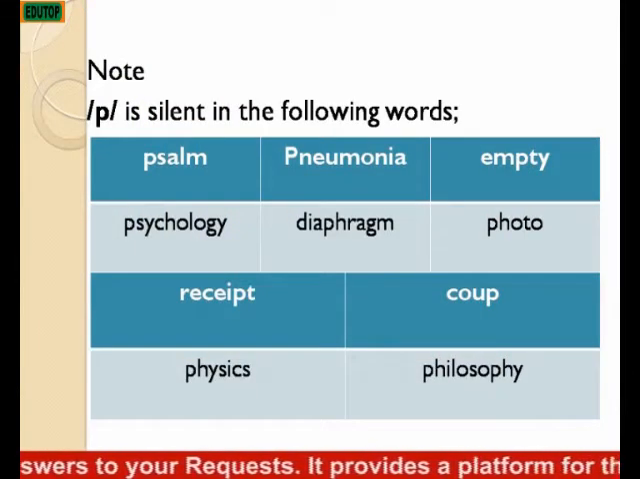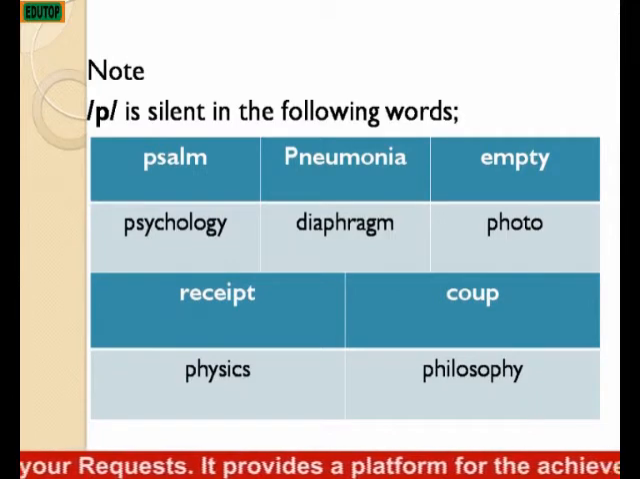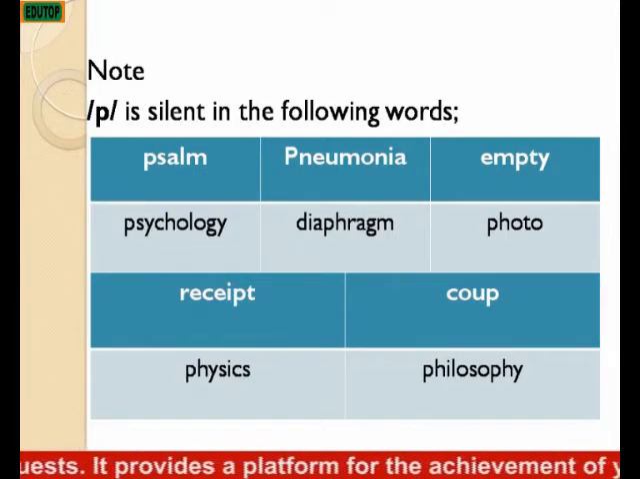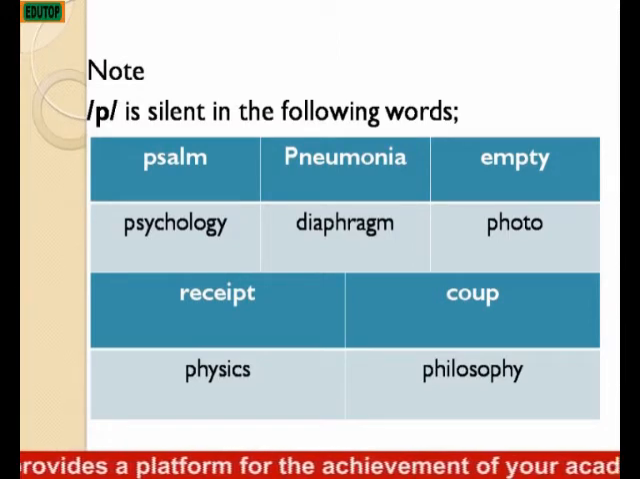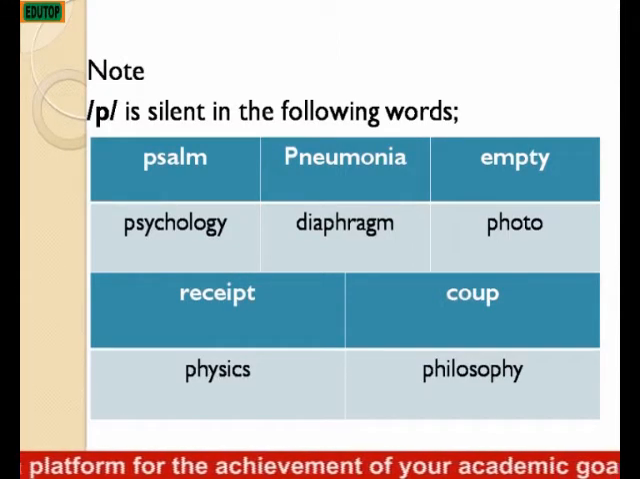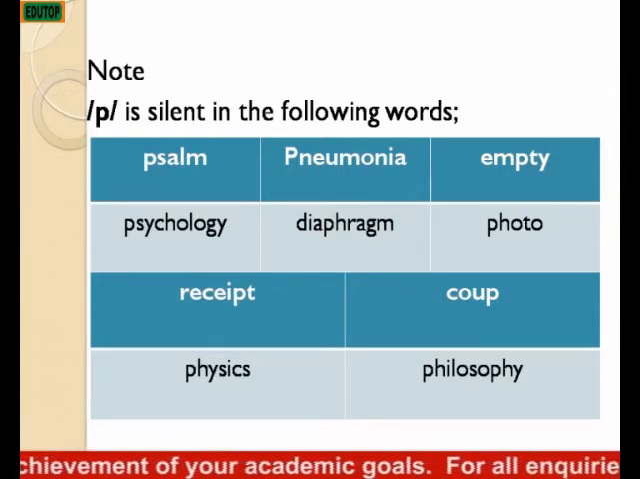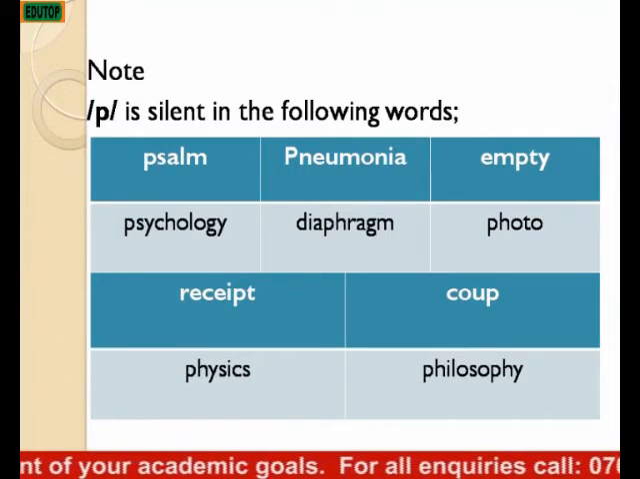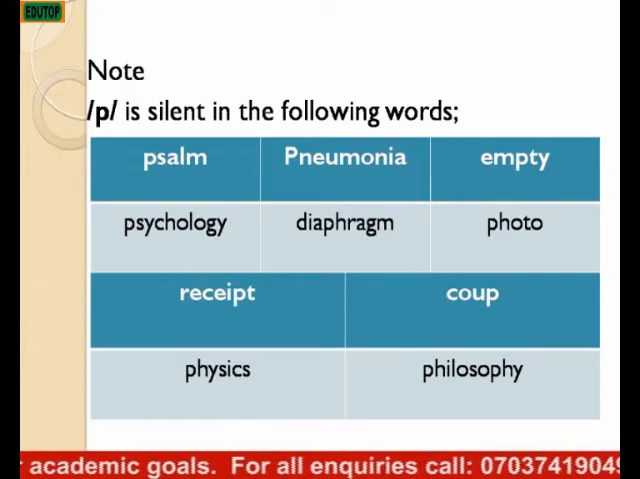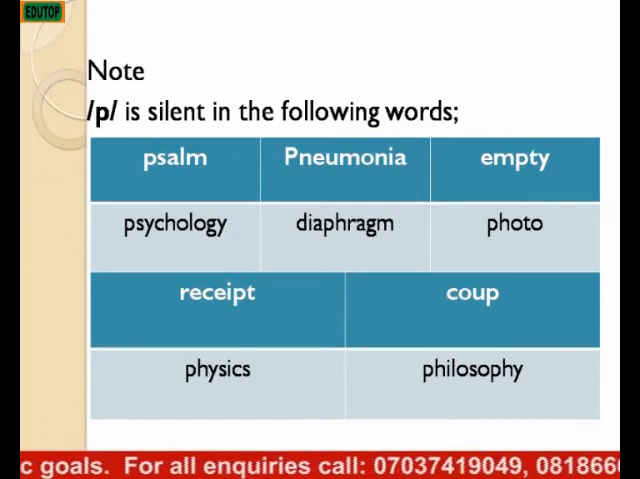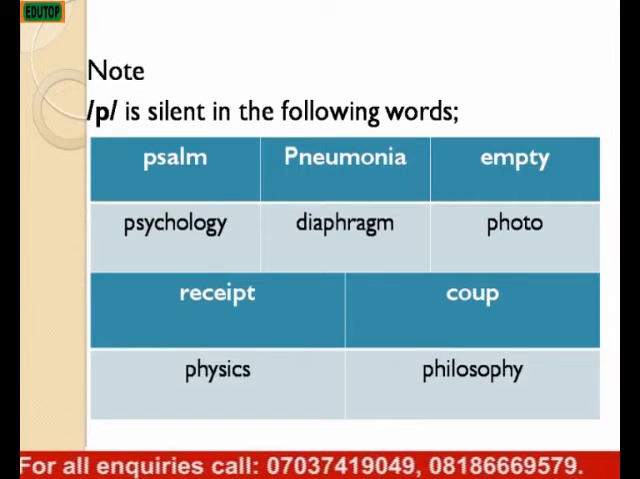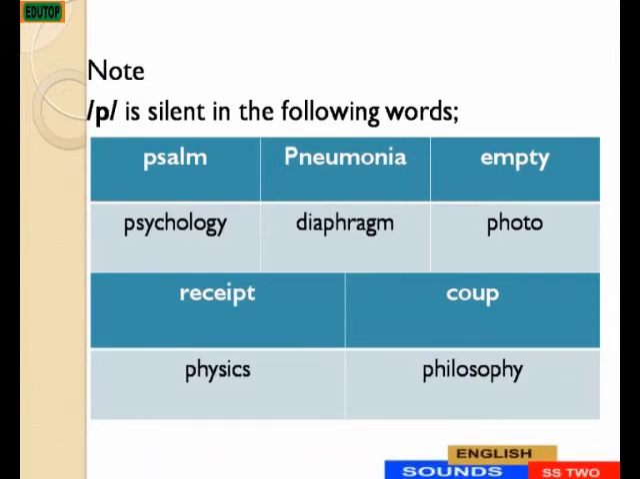We should note that p is silent in the following words. That is, when you see the letter in some of the words that we have outlined here, it does not reflect in the pronunciation. Words like psalm, as in P-S-A-L-M, pneumonia, empty, psychology, diaphragm, receipt, cupboard. You will discover that the sound p is only physically represented. It is not represented in sound.